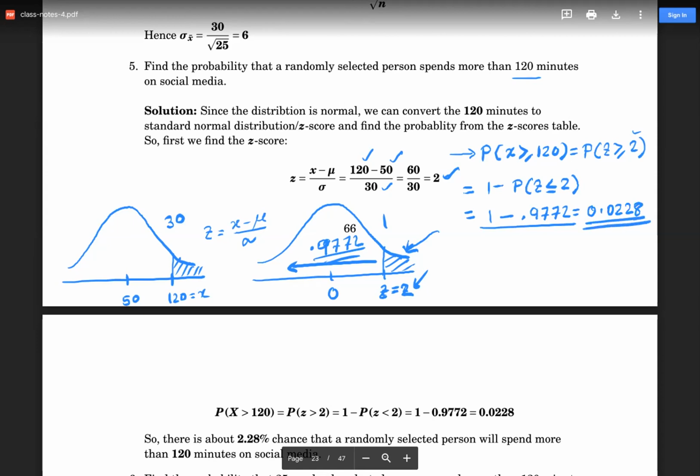So the probability that a randomly selected person spends more than 120 minutes on social media is 0.0228, or 2.28%. There is a 2.28% chance that a randomly selected person from the society would spend more than 120 minutes in the social network per day.